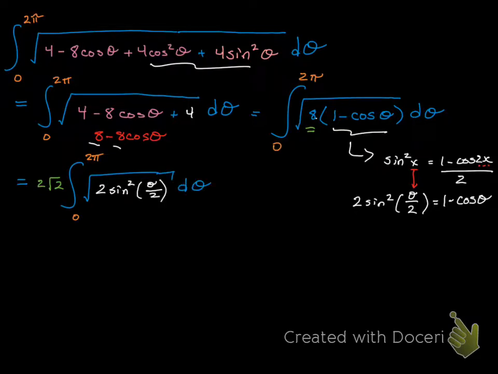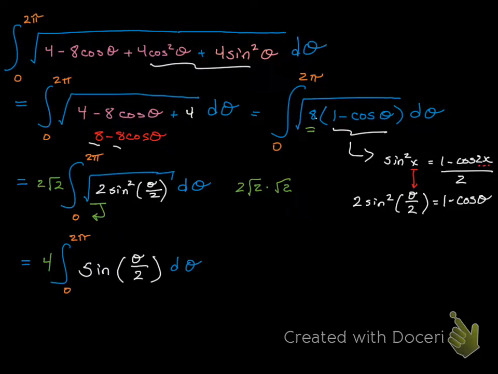Okay? So I can then take the square root of all that. Again, this square root of 2 is going to come out front, but it's multiplying what's already out there as 2 radical 2. So what I have is 2 times radical 2 times radical 2. That's 2 times 2. I should get a 4. Integral from 0 to 2 pi. And the square root of that sine squared is just sine of theta over 2. And that's pretty easy to integrate.